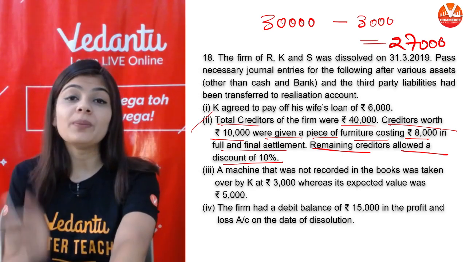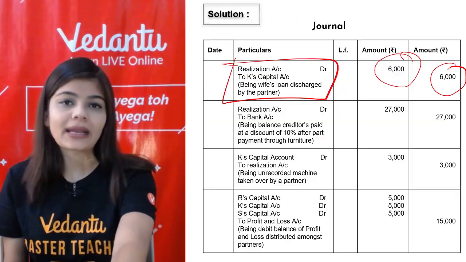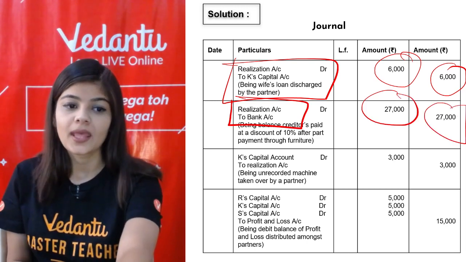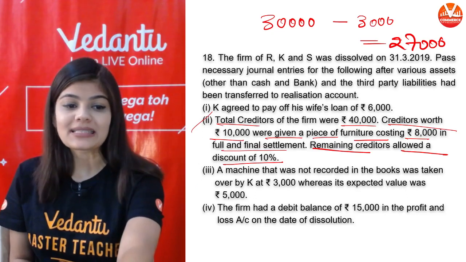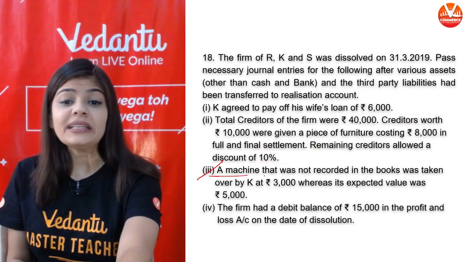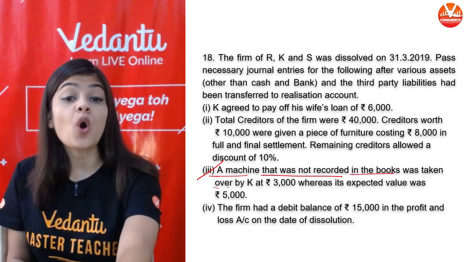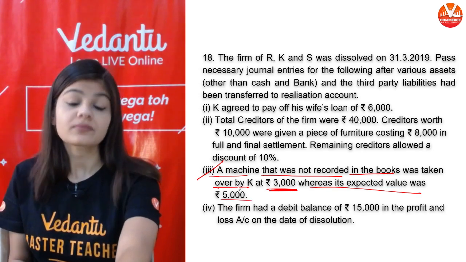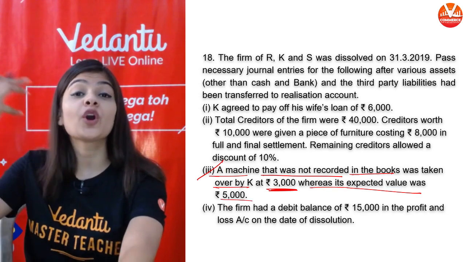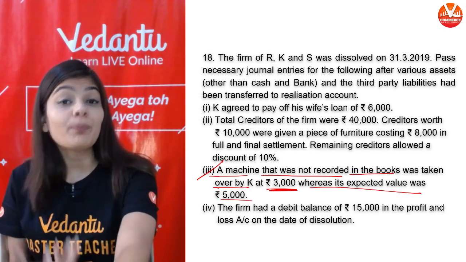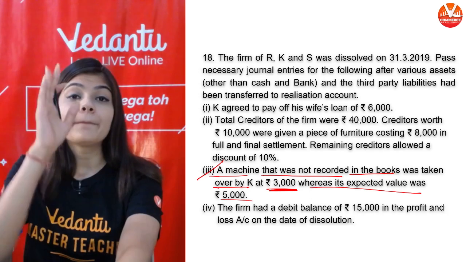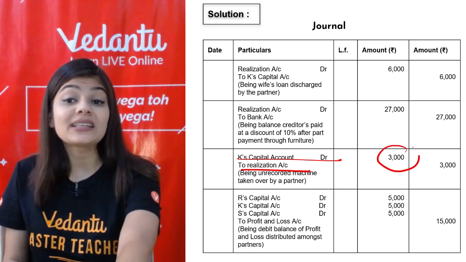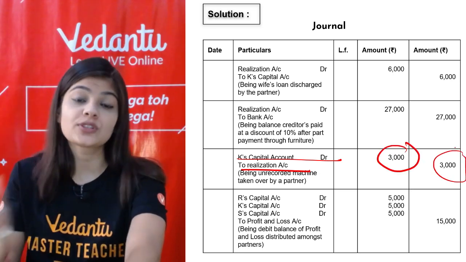The journal entry will be realization account debit to bank 27,000. Then coming to the third transaction: a machine that was not recorded in the books was taken over by K, whereas its expected value was 5,000. Your asset is taken over by your partner. So what will be the journal entry? K's capital account debit to realization 3,000. You will record at 3,000, not 5,000.